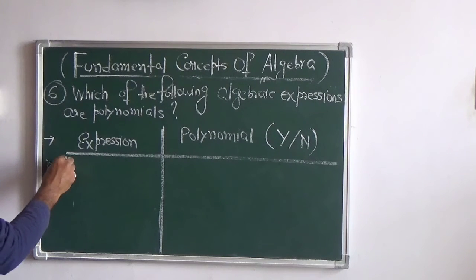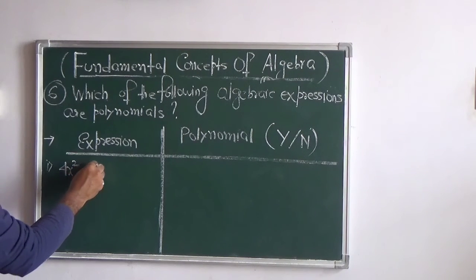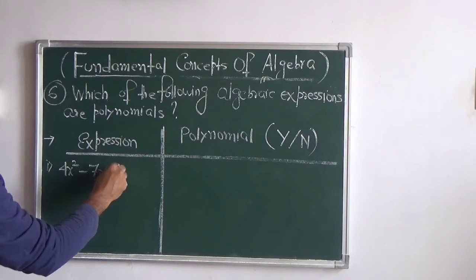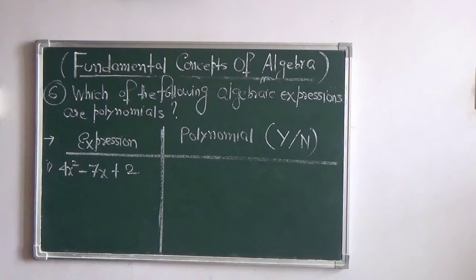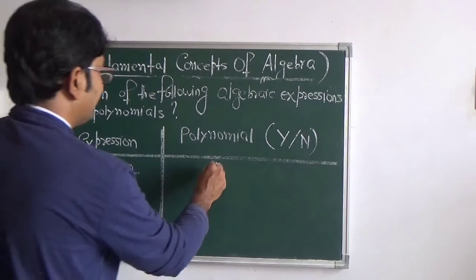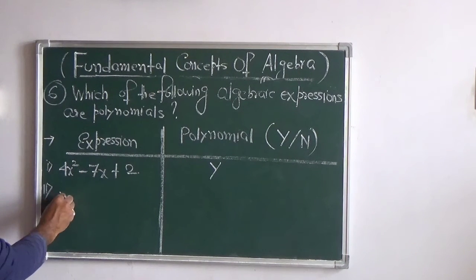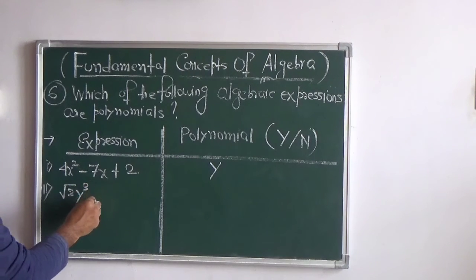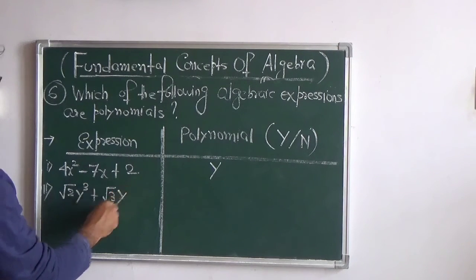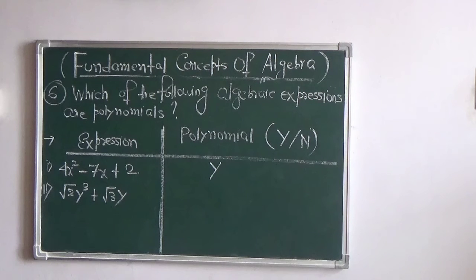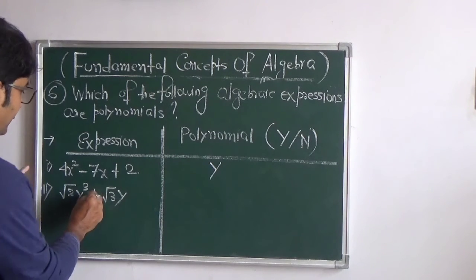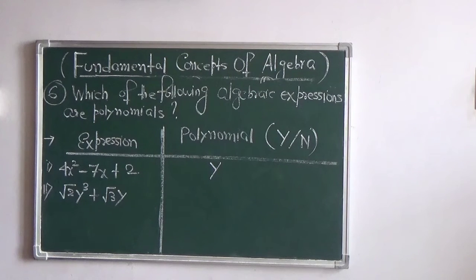First one is 4x square minus 7x plus 2. Is this a polynomial? Yes, sir. So we'll write yes. Second, we'll write root over 2y cube plus root 3y. Is it a polynomial? Yes or no? Yes, sir. Only one answer, yes.